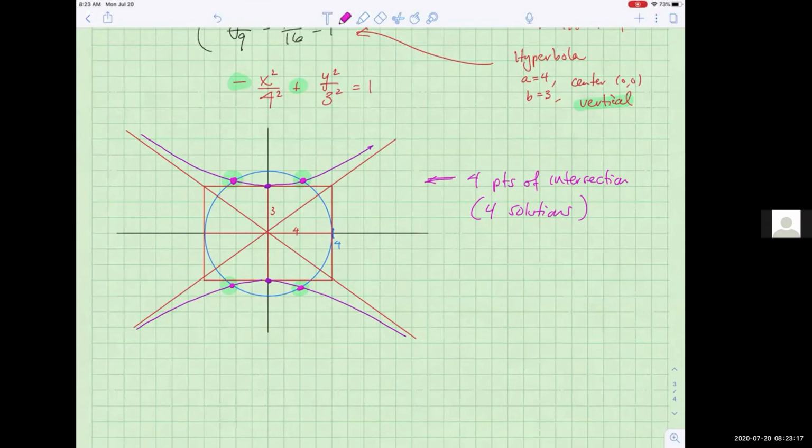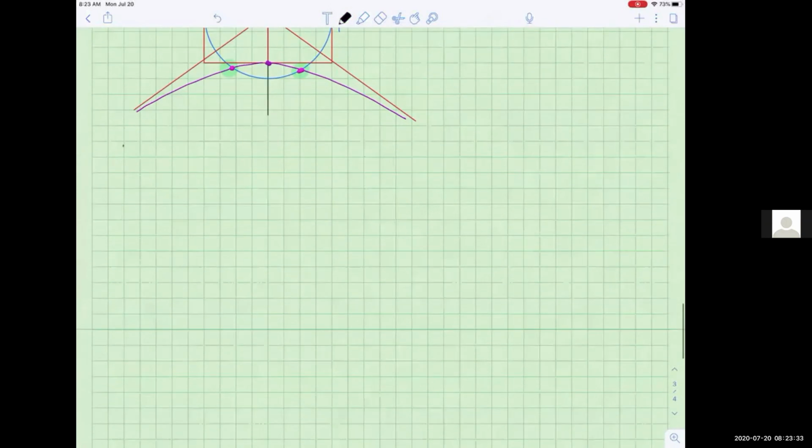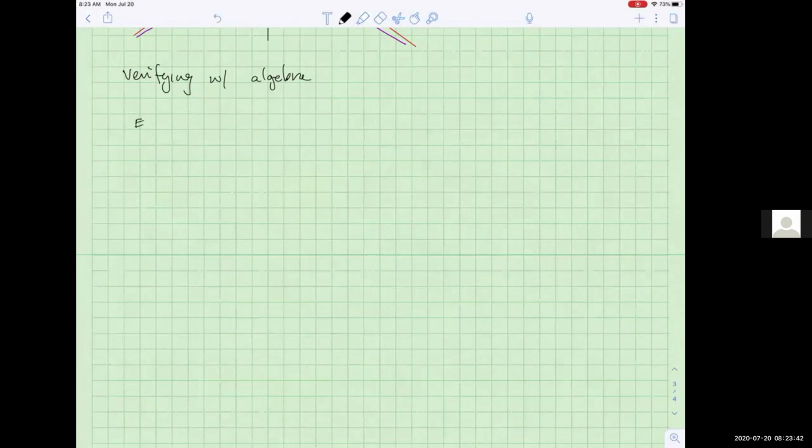I mean, I could ballpark it, but it wouldn't be accurate, especially since my drawing isn't that accurate at all. So we have to use algebra to go actually verify this. So that was step 1, graphing it. Let's go verify with algebra. So verifying with algebra, we have equation number 1, which is x squared plus y squared is equal to 16.